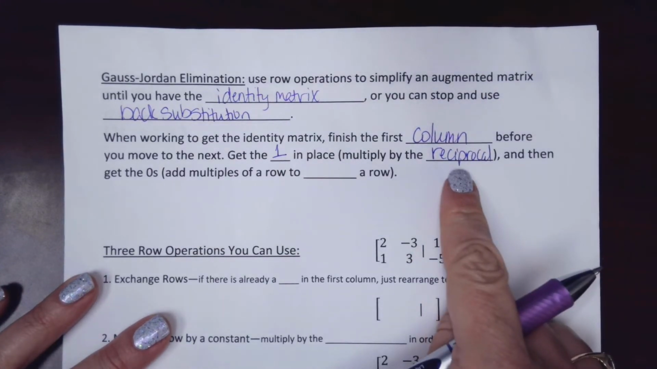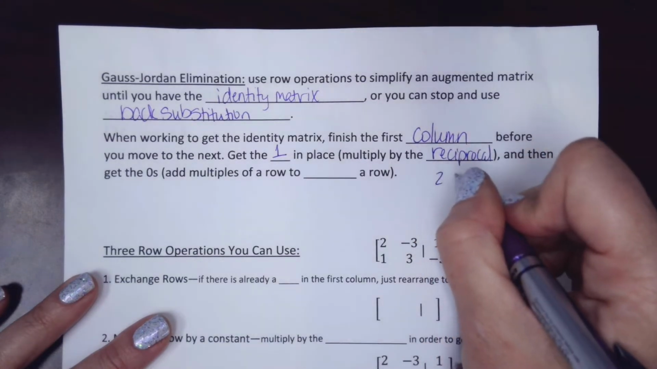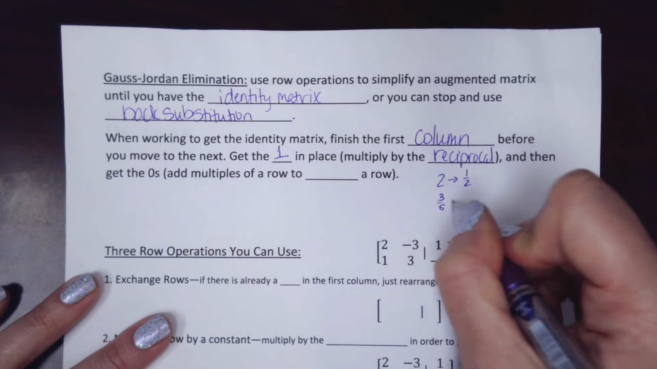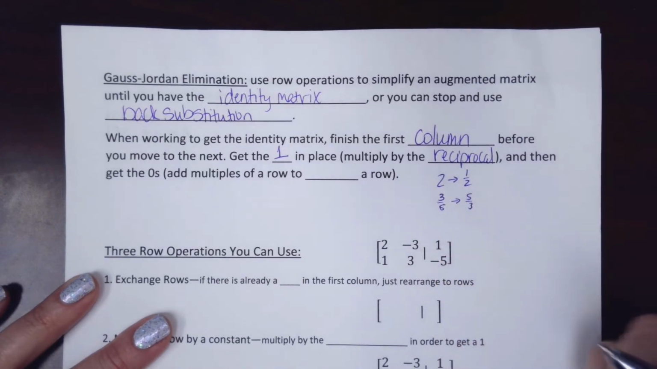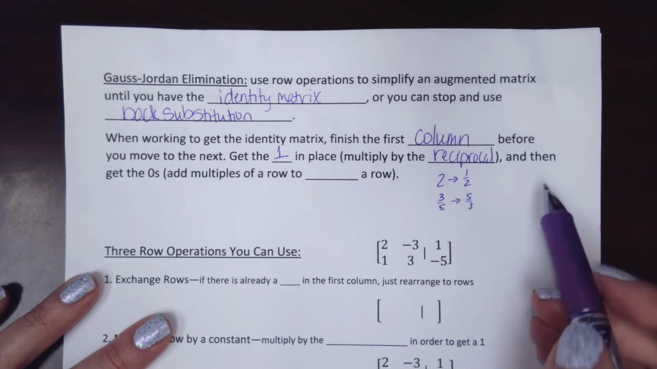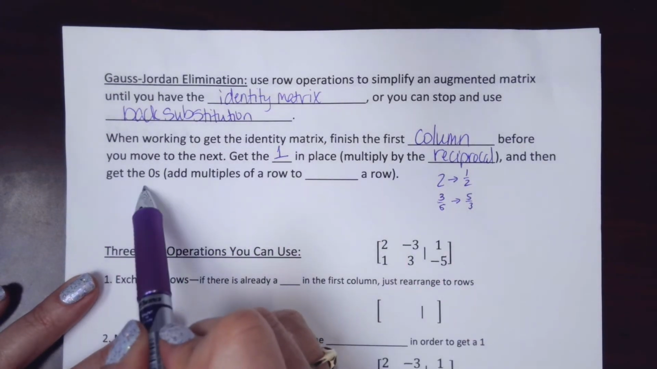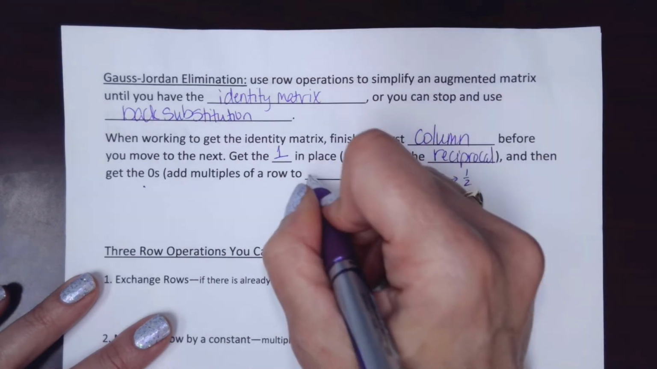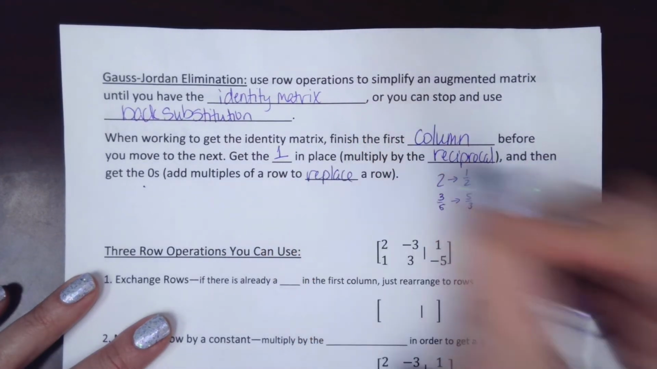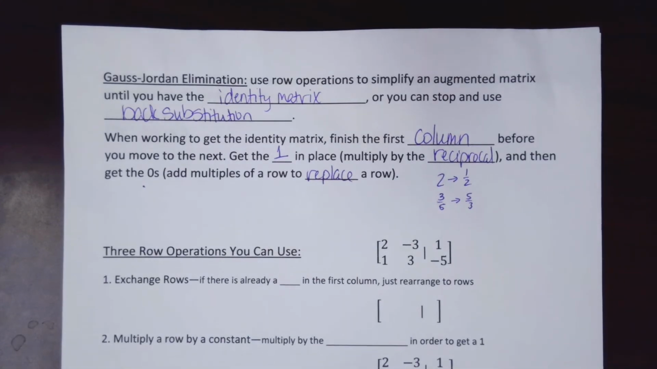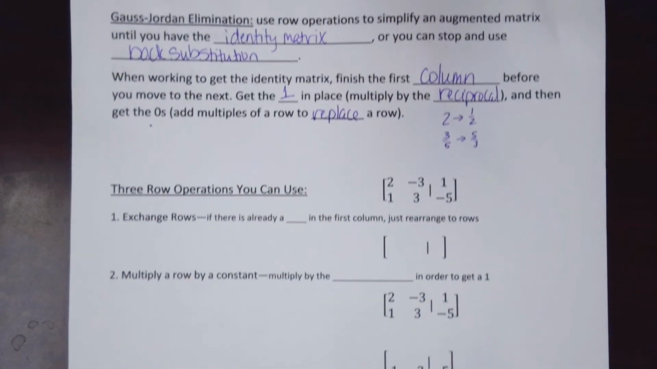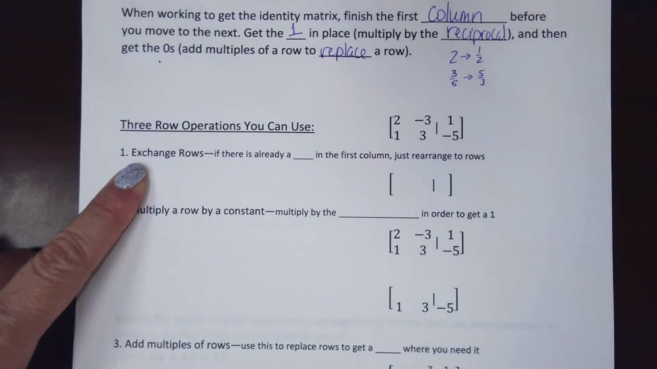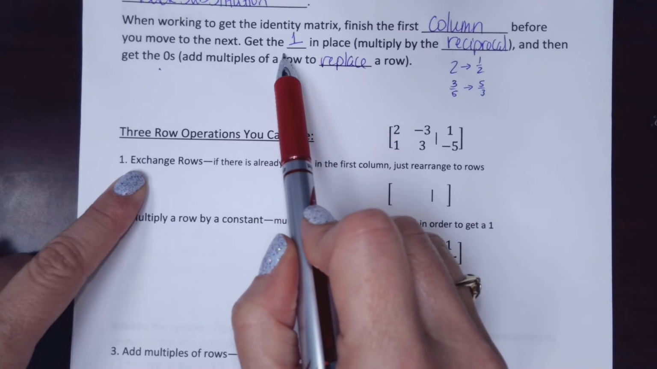What's the reciprocal? Well, the reciprocal of 2 would be 1/2. The reciprocal of 3/5 would be 5/3. The reciprocal means I flip that number. And then, to get the zeros in place, I add multiples of a row to replace a row. So there's only 3 legal moves that we do. We can exchange rows.